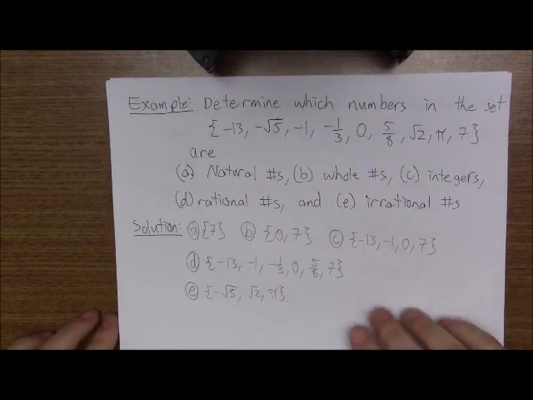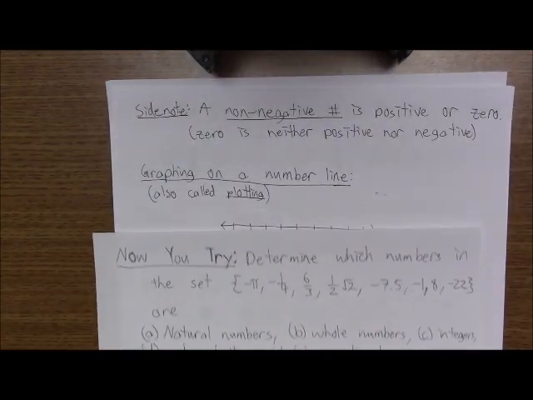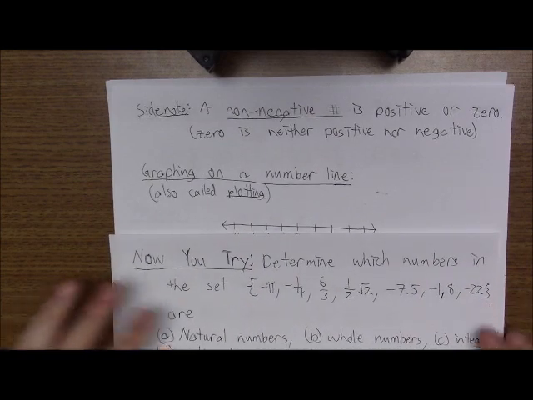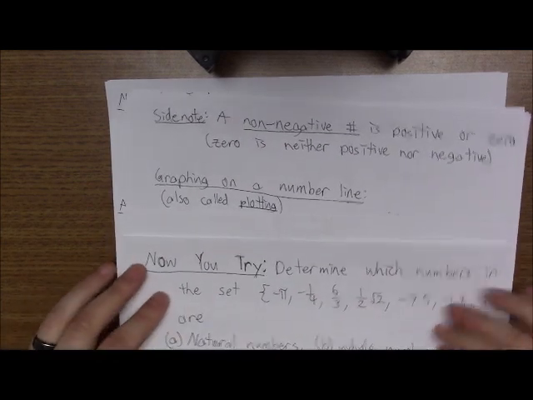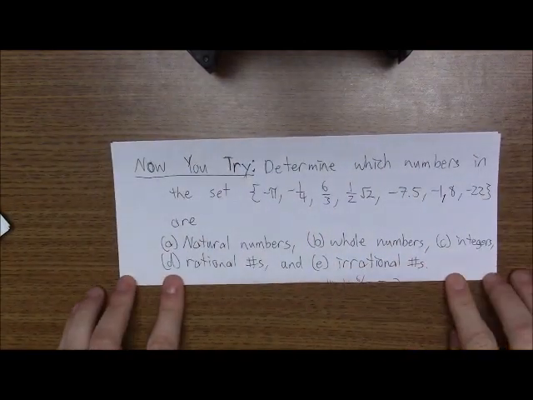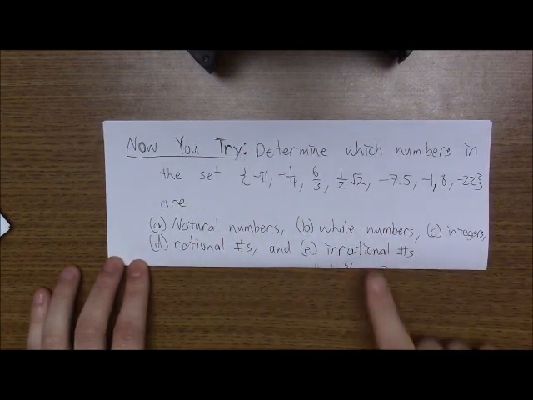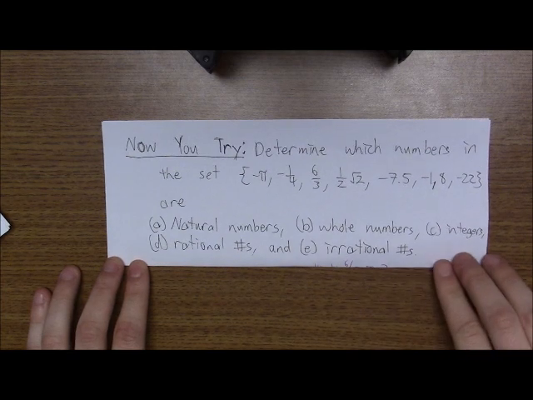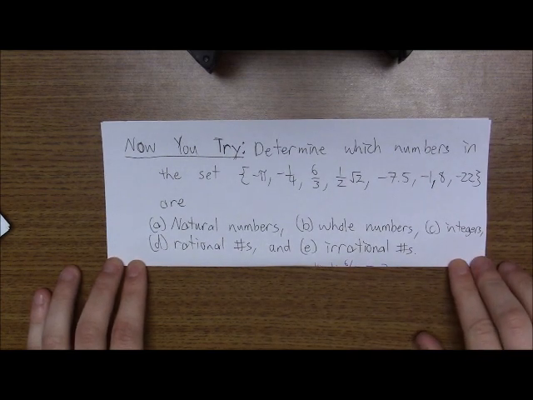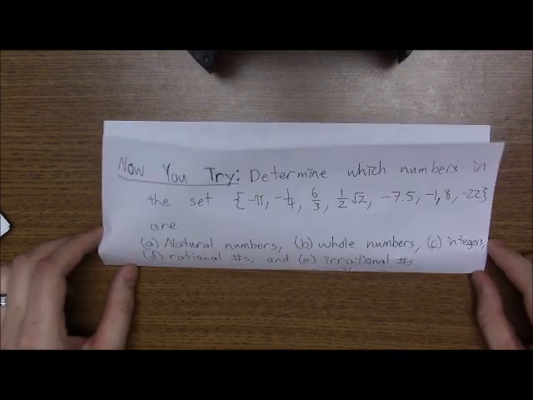Now, in case you didn't get the hang of it, here's an example you can try. Determine which numbers in this set are natural numbers, whole numbers, integers, rational numbers, and irrational numbers. I encourage you to pause the video at this point and try working this out. If you have it worked out, here is the answer so that you can check.